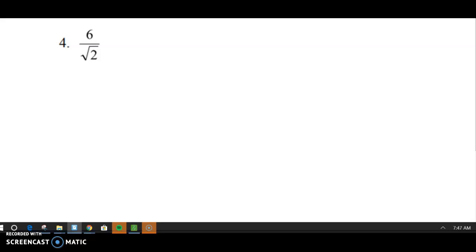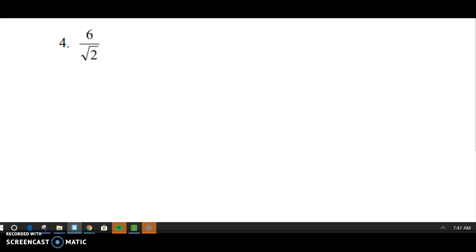Alright, today we're going to be looking at rationalizing a denominator. This is when we are dividing and we end up with a square root that we cannot simplify. It's not a perfect square in the denominator. Alright, this is number 4 from your homework with rationalizing denominators.